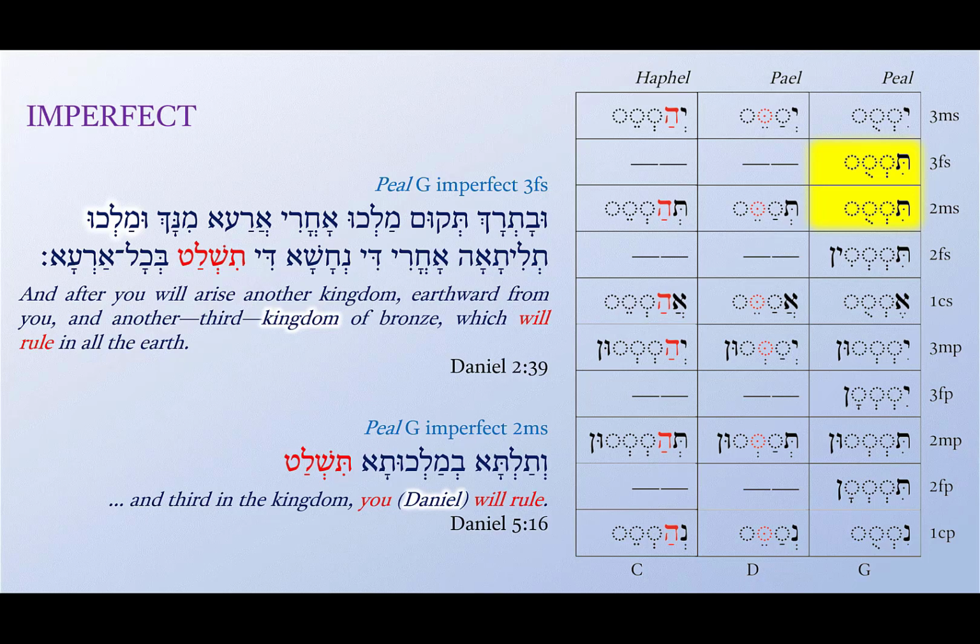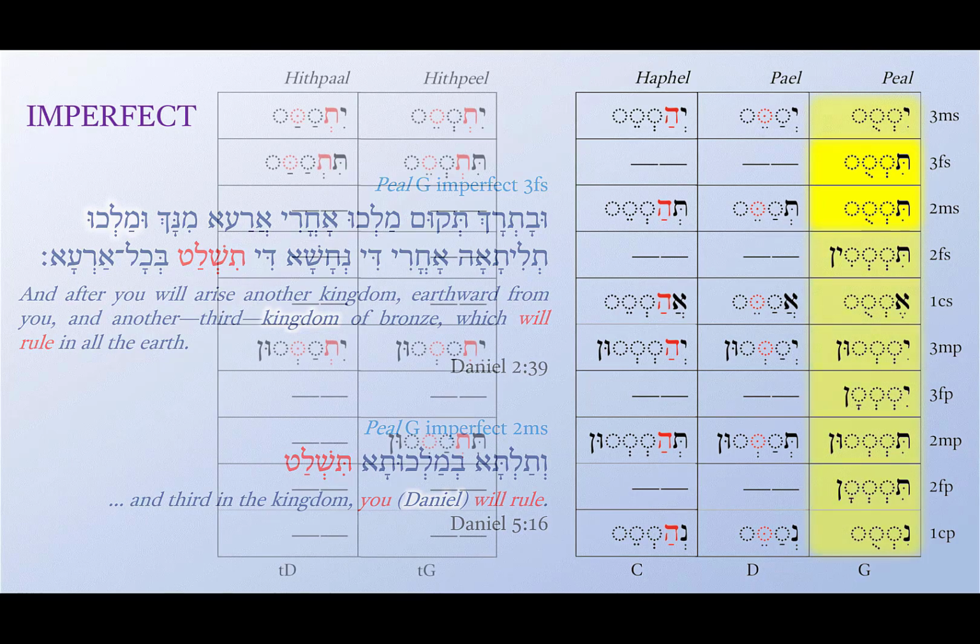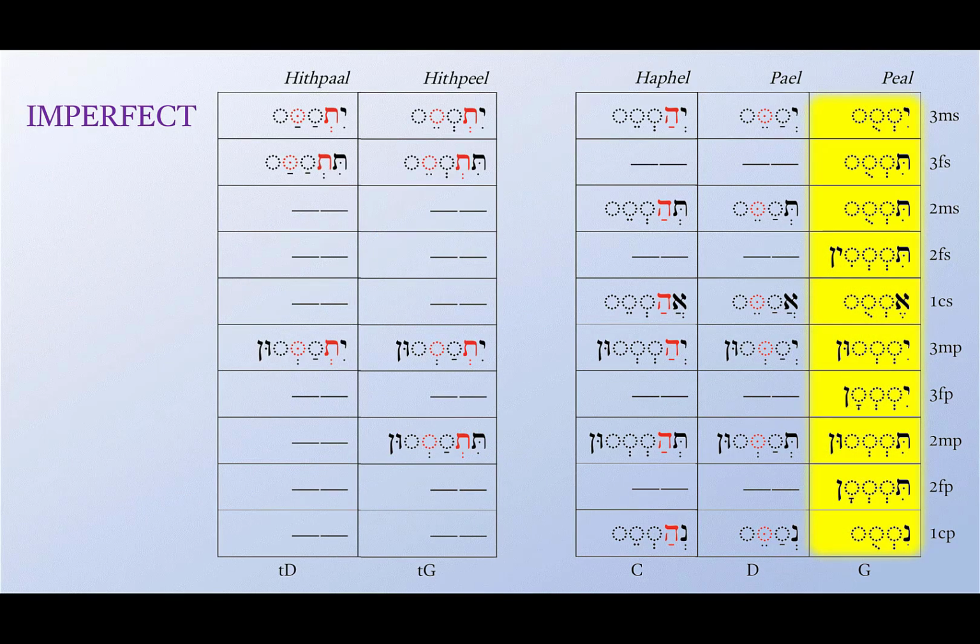Well, we go down then to Daniel 5:16, and from context we know that this is referring to Daniel, so this you there is Daniel. So that's Pa'al-G imperfect second masculine singular. So just as with Biblical Hebrew, we're going to use our context. We're going to search for subject-verb agreement to try to figure out what's the correct parsing of that verb. Looking at the entire column now, this is the column to grow most familiar with, and then we contrast what we see in the derived stems with the Pa'al-G column.